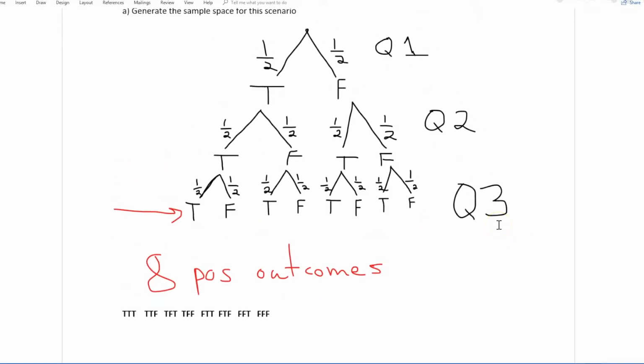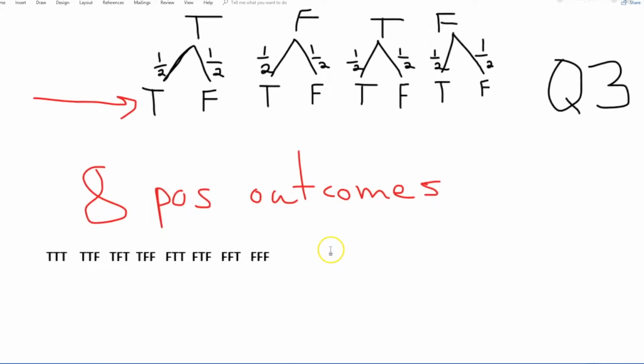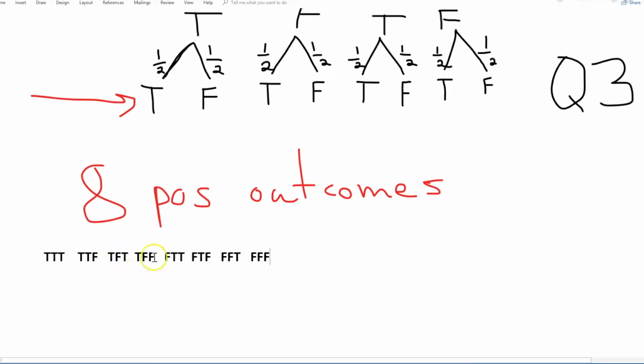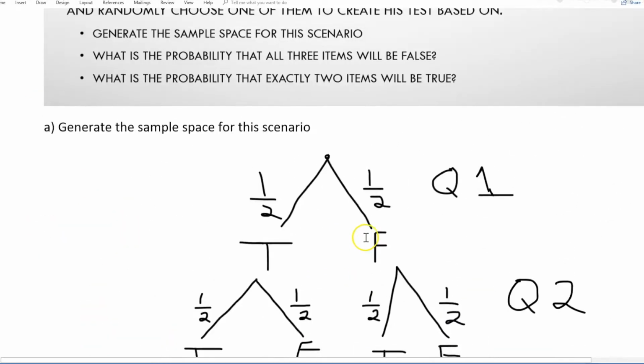So again, maybe some of these questions you can just intuitively figure out, but if you create the diagram, you're guaranteed to have everything you possibly need to answer. So we have 8 possible outcomes. Let's check. 1, 2, 3, 4, 5, 6, 7, 8. Okay, we're good there. We're figuring out probability.